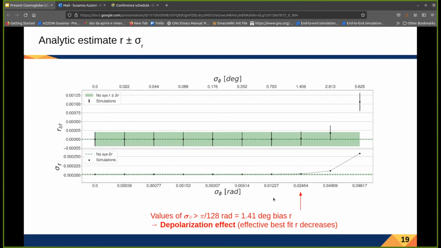And we can estimate that values of sigma of the angle that are greater than 1.4 degrees, as we expected from what I was saying before from the spectra, are going to bias our results for R.